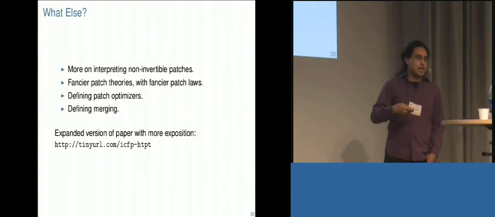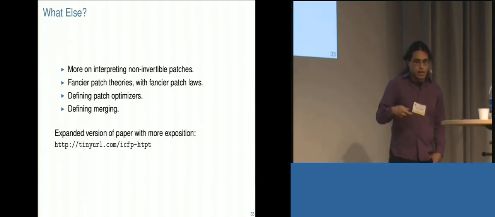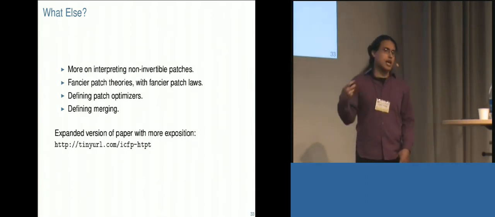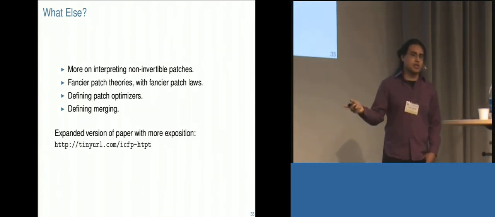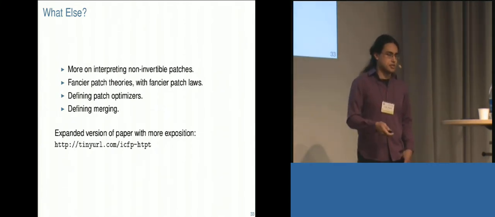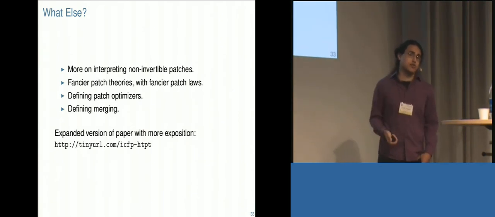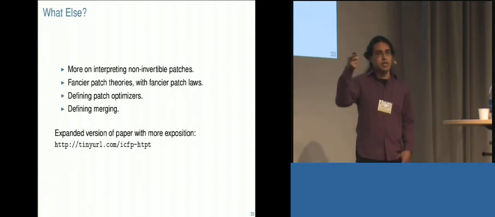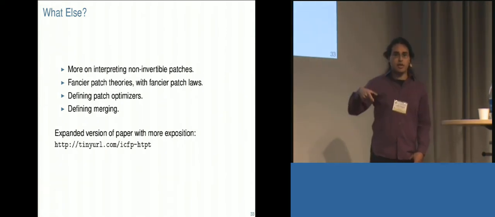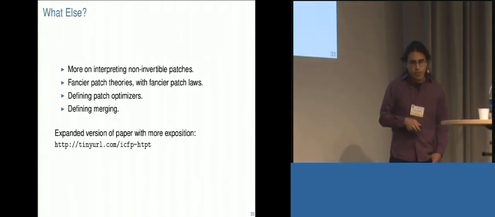We also define functions that actually do stuff with the patches. I didn't really ever do anything except interpret them, but you can do things like optimize a sequence of patches. If I add one, then subtract one, I want to optimize that away as doing nothing, so you can define functions that perform that for you. And you can also define merge functions. So if you have a repository and you have two divergent patches to it, how do you compute another pair of patches that merge them back together?